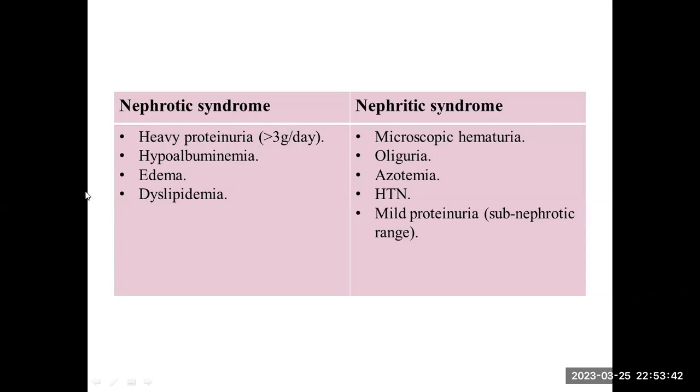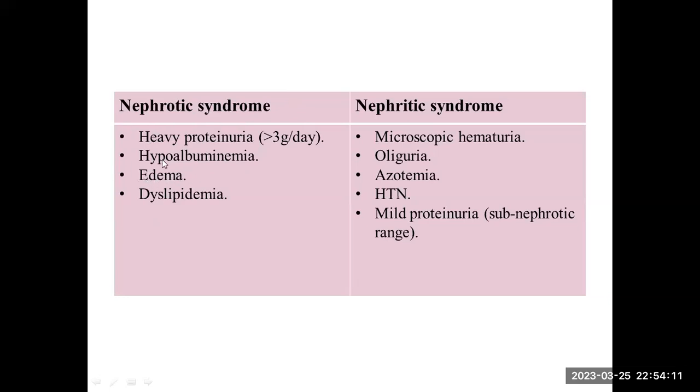As we know, the main synthetic site in the body for proteins is the liver. So the liver will start compensating for the losses of proteins into the urine by producing different types of proteins, including LDL. So the levels of LDL in the blood will increase, and this will automatically lead to hyperlipidemia or dyslipidemia. And this is one of the complications associated with nephrotic syndrome. So these are the four main components of nephrotic syndrome.